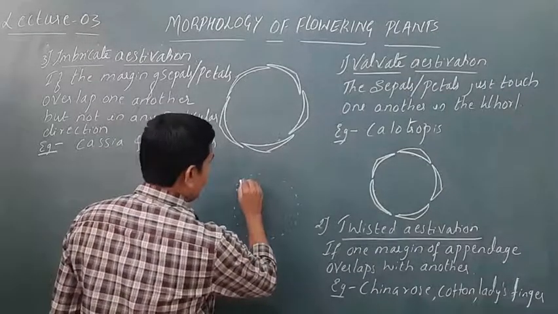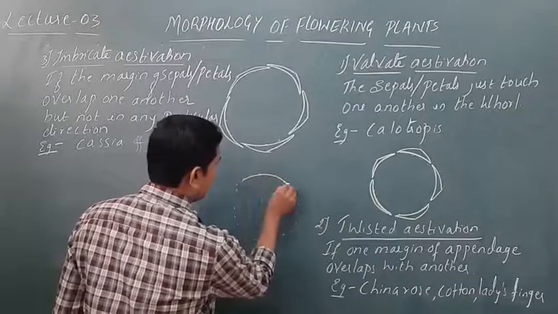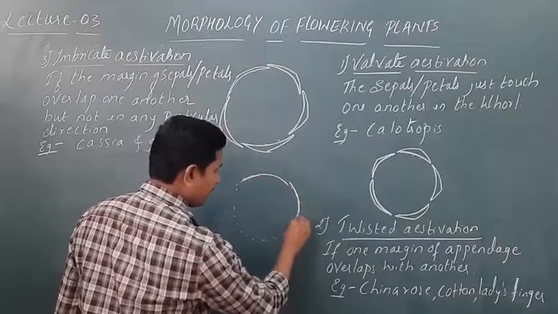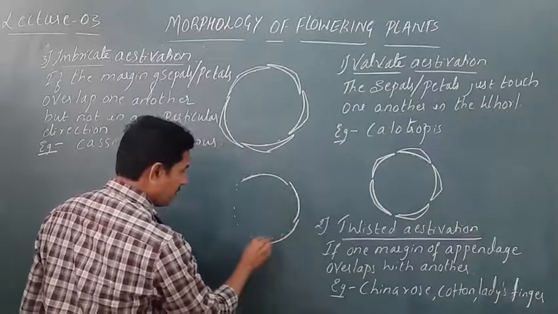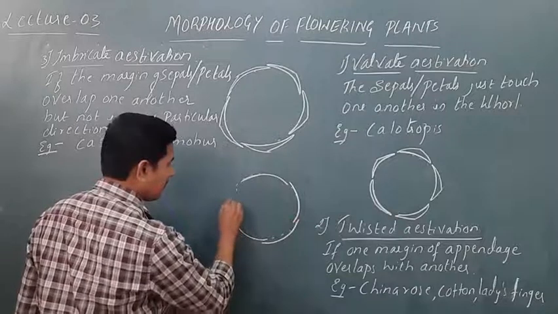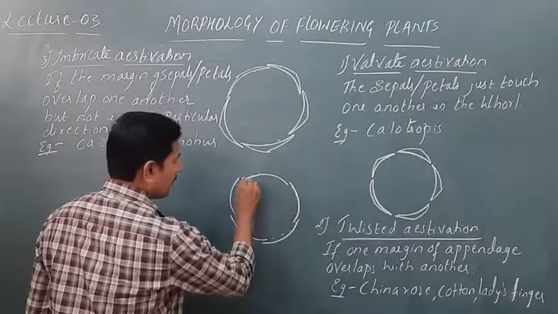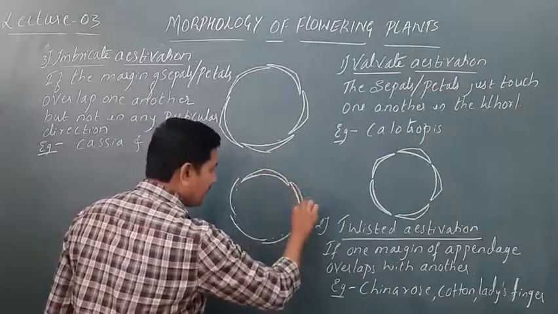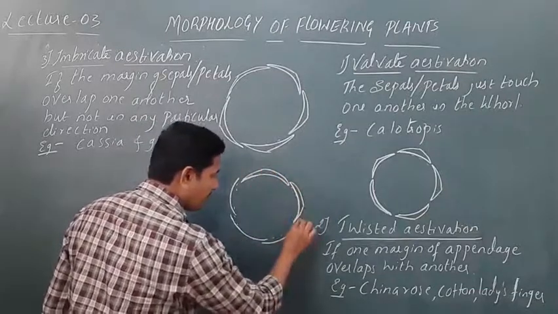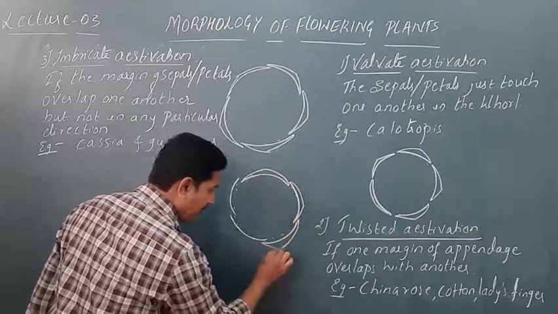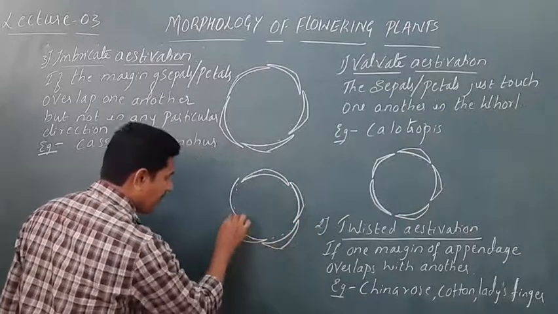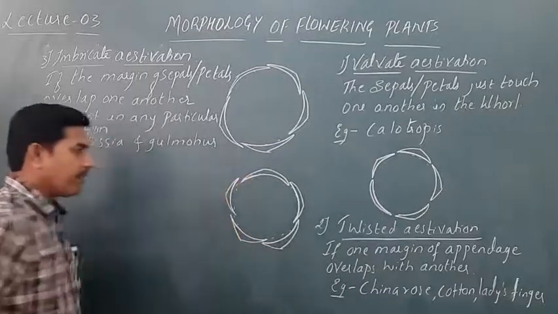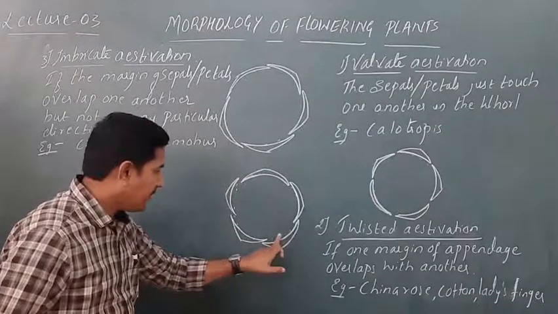So here we have one, look at this. This is completely inside. This overlaps. This is completely outside. This overlaps. This also overlaps. Now look at this. Now look at the estivation.